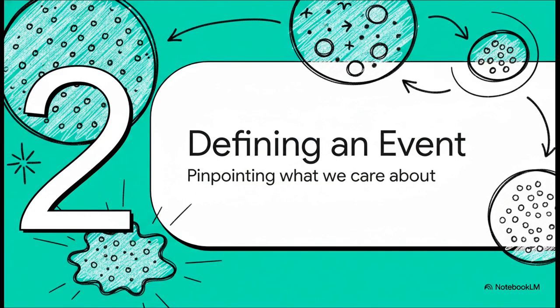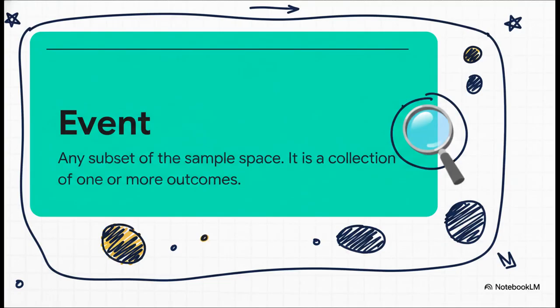Okay, so we've mapped out our entire universe of outcomes. But let's be honest, we're usually not interested in everything that could happen. We care about specific results. And this is where we need to define an event. An event is really just any smaller group or subset from our big sample space. You can think of it like taking a highlighter to our map and just marking the outcomes you're interested in. It could be just one outcome, or it could be a whole bunch of them.